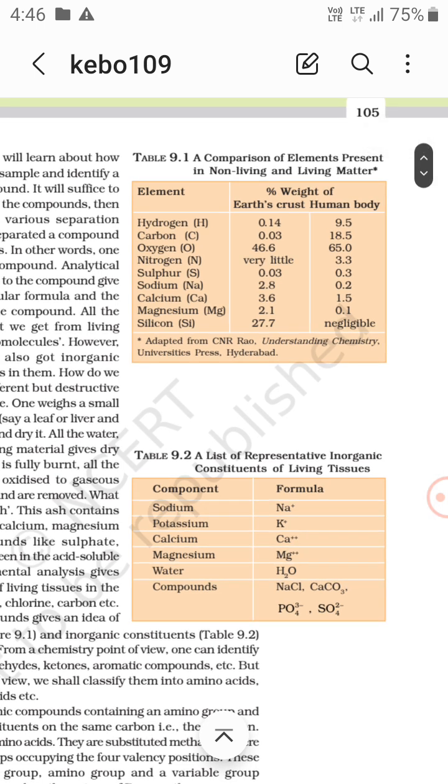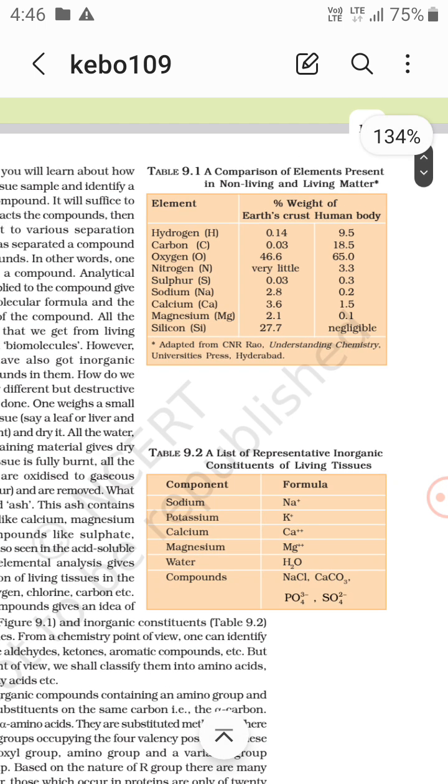Now, nitrogen is very little in earth crust, and silicon is very negligible in human body. Baki, hydrogen, carbon, oxygen, nitrogen, sulfur is more in human body. Then sodium, calcium, magnesium, silicon more in earth's crust.